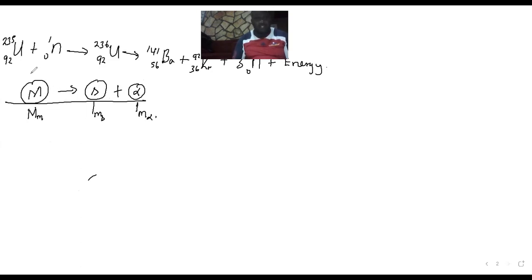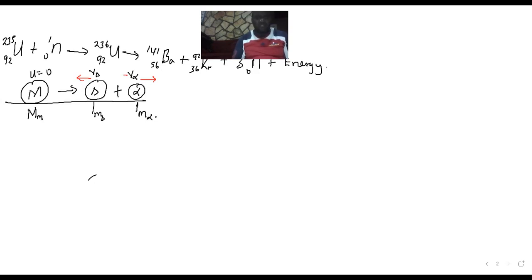Now, because this mother nucleus initially was not moving, it has an initial velocity 0. Then we have here the velocity of the daughter nucleus. Then here you have the velocity of the alpha particle. But remember, when a particle is splitting, the pieces don't go in the same direction. No. This one can go this way, and this one can take this direction. So one can be given a negative, or the other one can be given a negative.